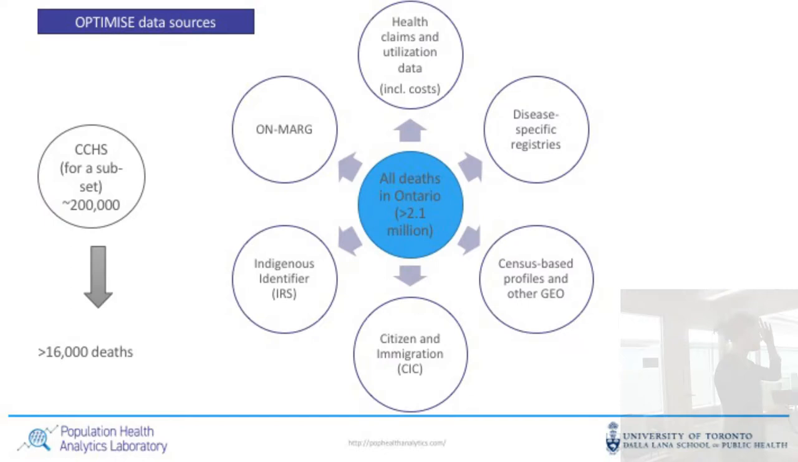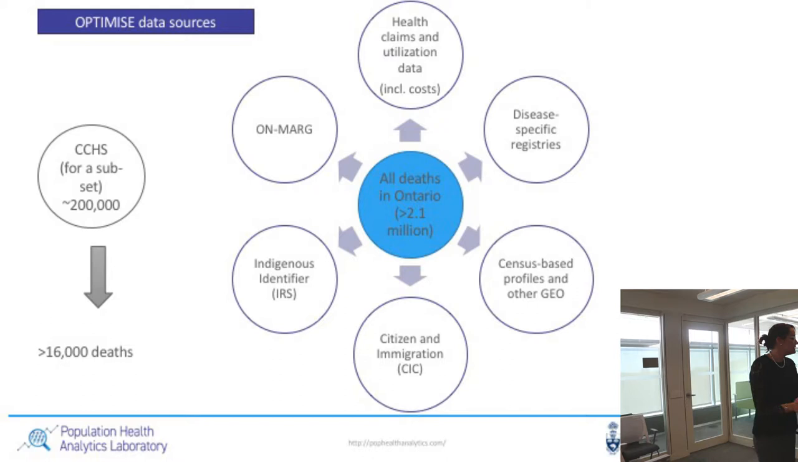So this is the data set for this particular grant. And there are some more specific things, but overall, a couple of years ago at the Institute for Clinical Evaluative Sciences, we brought in the Ontario Registrar Death File, which is the official vital statistics data that gets reported up to Statistics Canada, and we got the Ontario version of it. So it's every death that's ever happened in Ontario, over 2.1 million deaths.